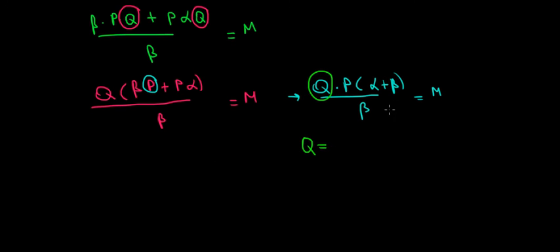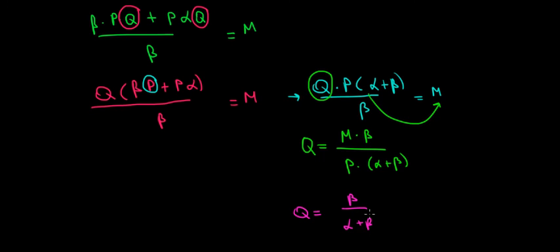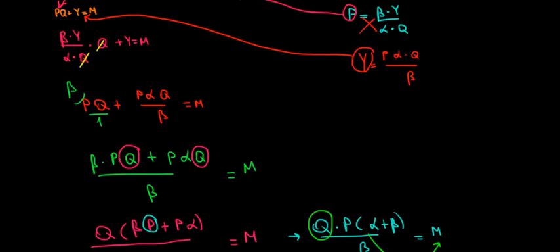Q is equal to m times beta, and we're going to divide by the price times alpha plus beta, because this one is going to go below. And if we just write it in a more comfortable way, so to speak, that would be beta divided by alpha plus beta multiplied with m over the price, and that would be the demand for our quantity of pizza, and that would be the answer for the first question.